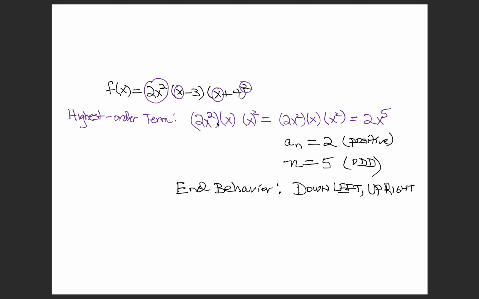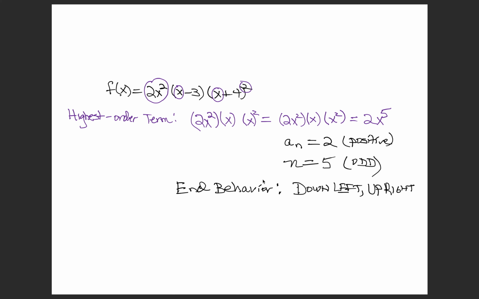So we have 2x squared from the first factor. Second factor, again, we have x, and with the last factor we have x squared. If I multiply all together, 2x squared times x squared gives 2x to the 4th, and x to the 4th times x is x to the 5th. So the highest order term becomes 2x to the 5th. Our leading coefficient, a of n, is equal to 2, which is a positive value, and n is equal to 5, which is an odd value. So the leading coefficient is positive, and the power is odd.